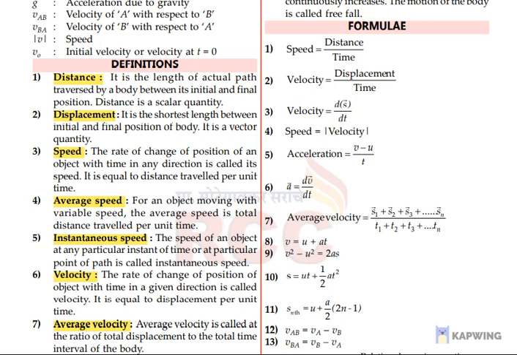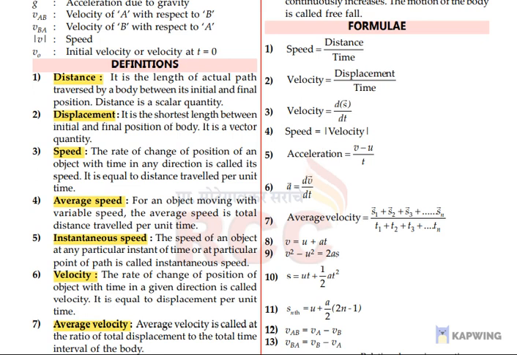Velocity is equal to ds vector divided by dt. Speed is equal to modulus of velocity.